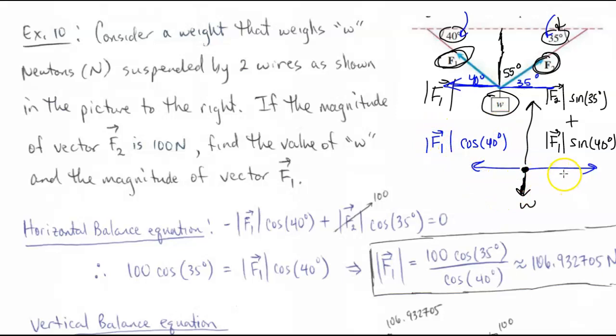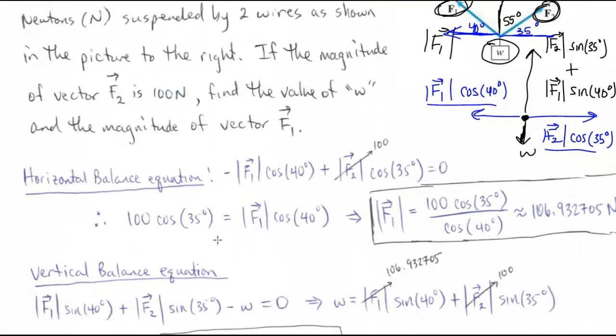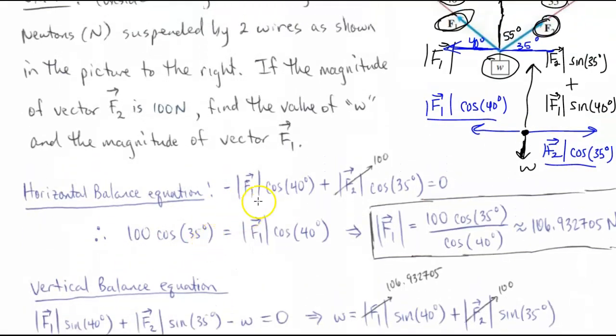And so it's for that reason that on the positive x-axis side, I would have magnitude of force F2 times cosine of 35 degrees. And these two forces here, if I added them, they would have to end up being 0. So these horizontal and vertical balance equations that I have, that's essentially where they come from.